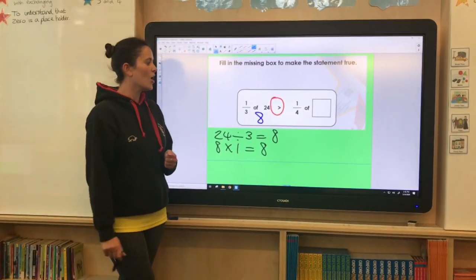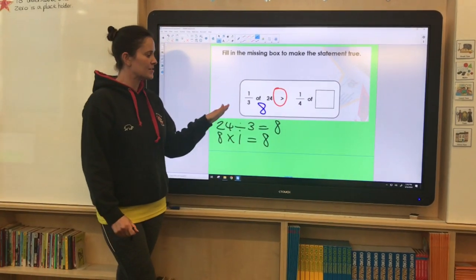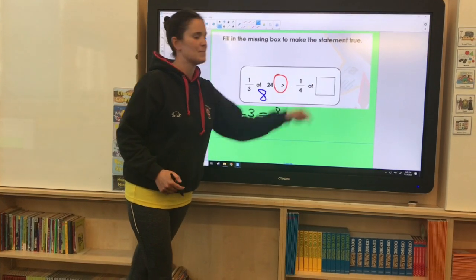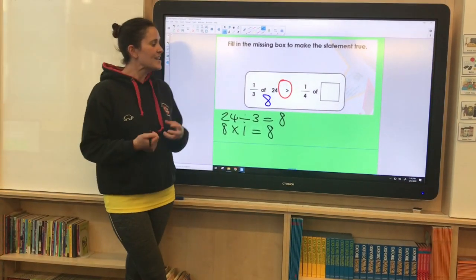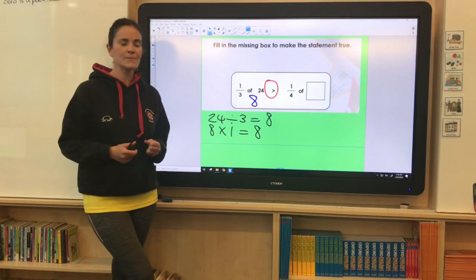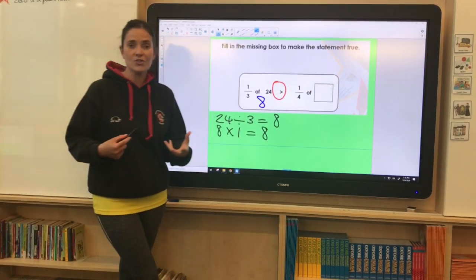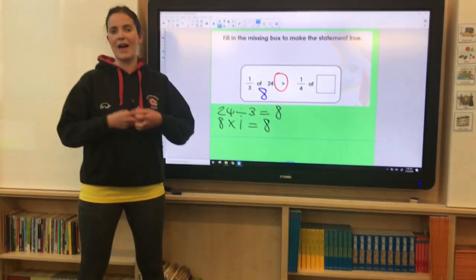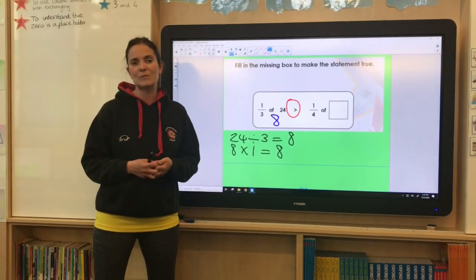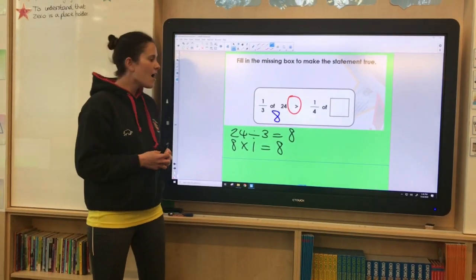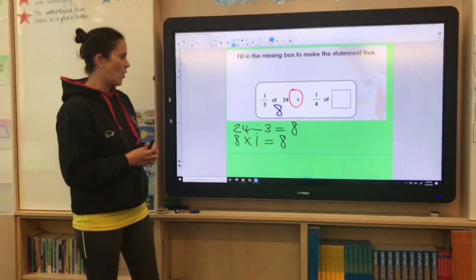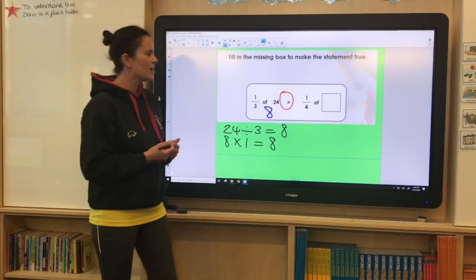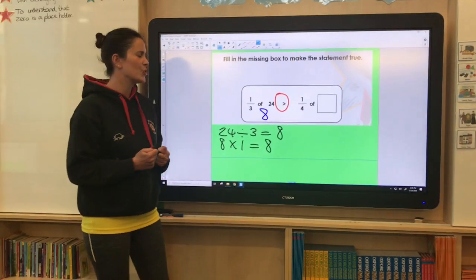So now we know that this half of the statement needs to have a greater value than that half of the statement over there. So we need to find a whole number that will fit into this box that will end up being smaller than the number 8. There is more than one possible answer that you can have. I'm going to give an example. I'm going to try the number 16. I'm going to try and find 1/4 of 16 and see what it shows me.